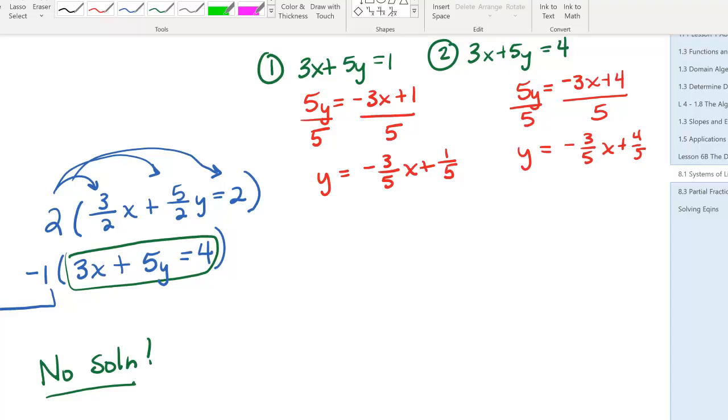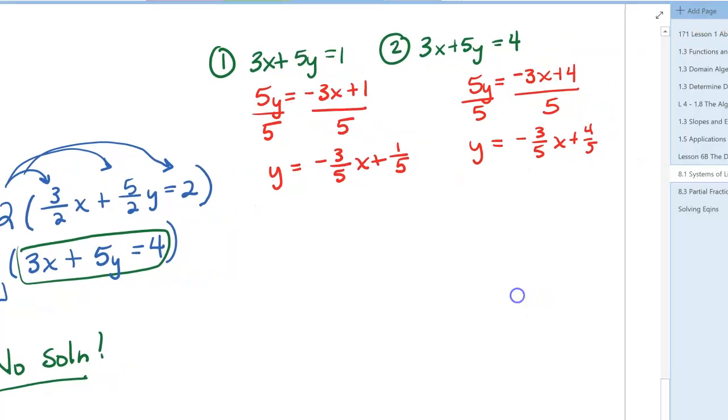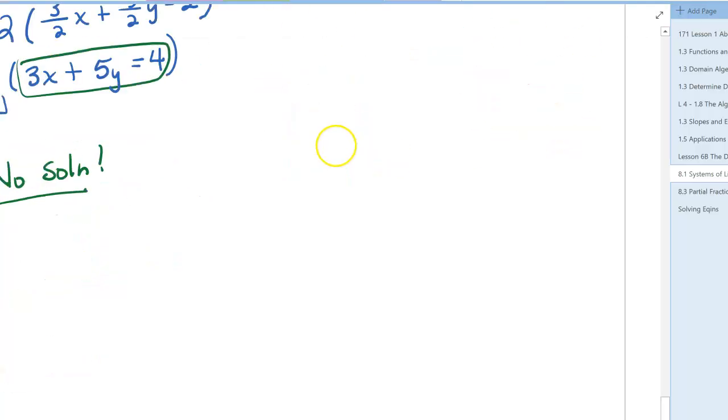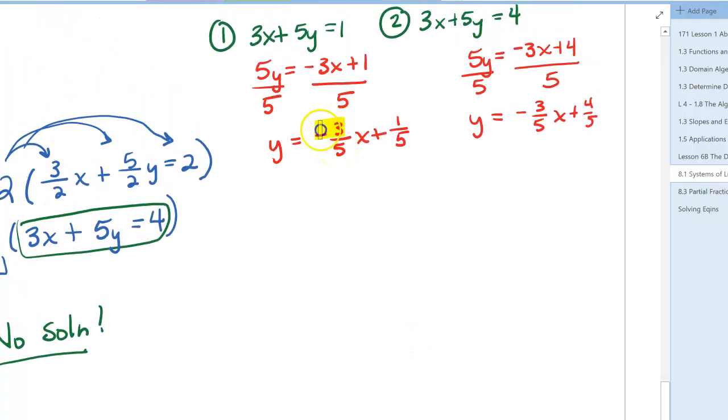Now, hopefully, you're starting to recognize the fact that these lines have something in common. If we look at the slope of both of these lines, notice that the slopes are the same. And if you remember back from lesson 6, I think, lines that have the same or equal slopes are parallel. But let's go ahead and finish this out by graphing. So I'm going to go ahead and put some lines on here.